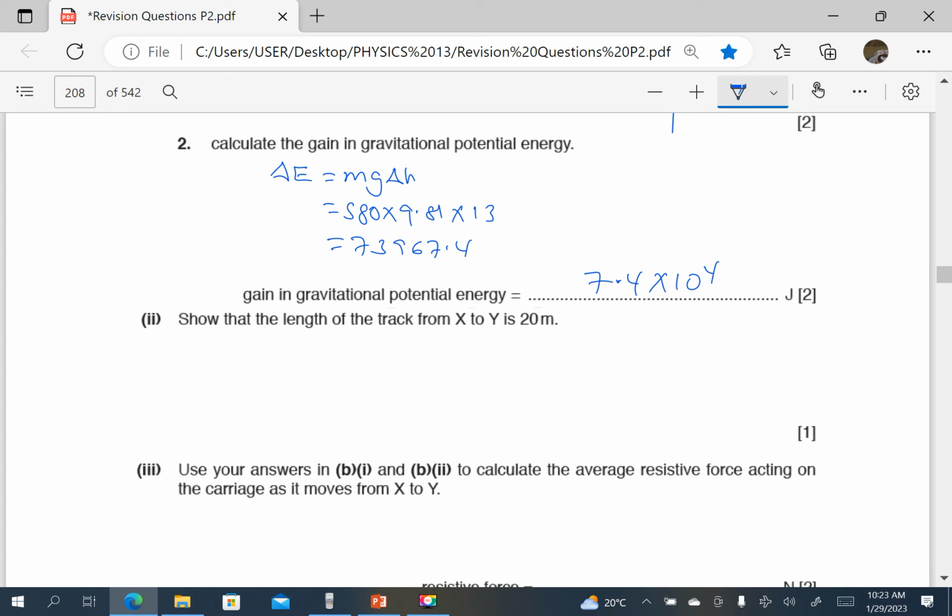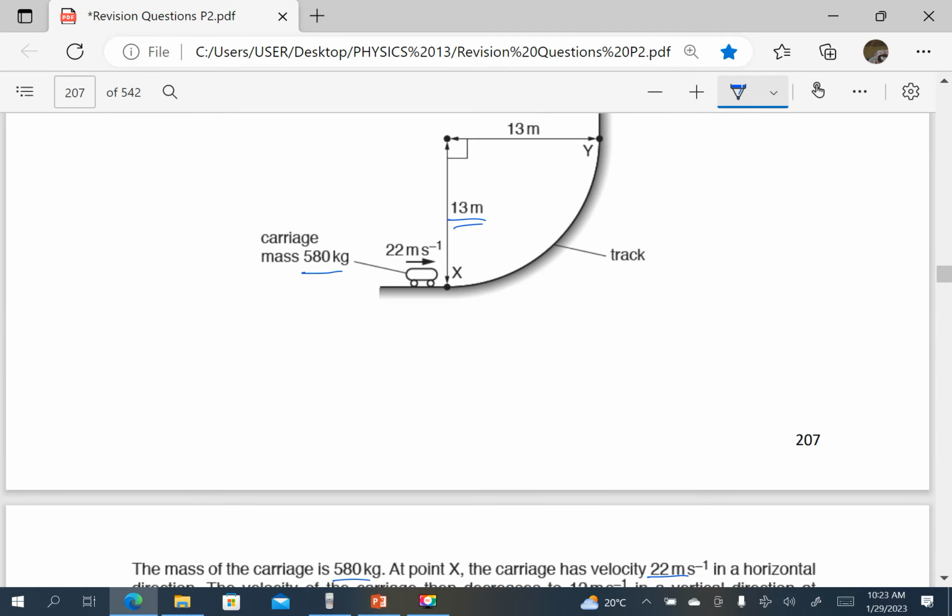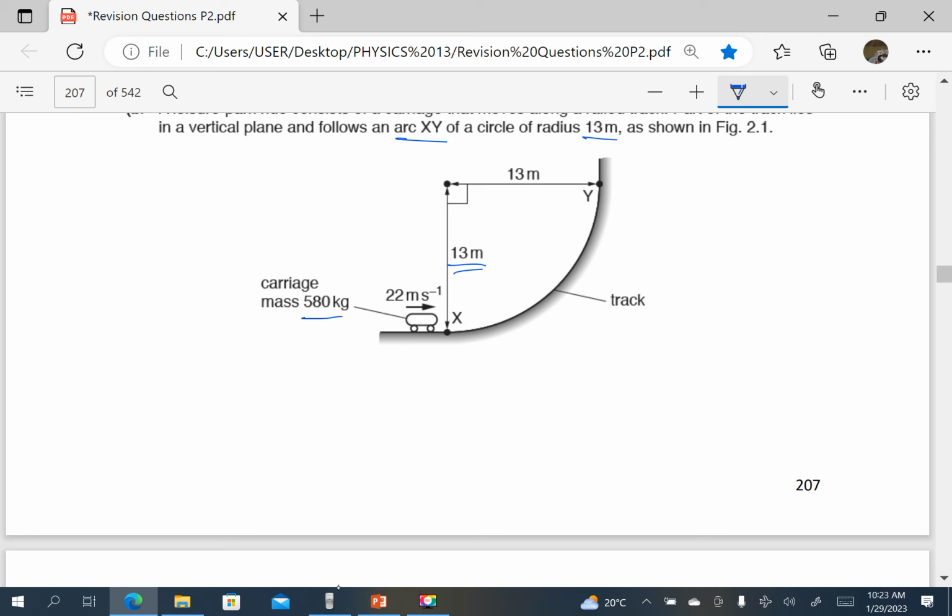Show that the length of the track from X to Y is 20 meters. The length of the track. You see that it is a quarter of a circle, and we want to find the length from X to Y, which is the circumference. If it was a full circle, the circumference is pi d, which is the same as 2 pi r. But now this is a quarter of a circle, so this will be divided by 4. So that will be 2 pi r over 4.